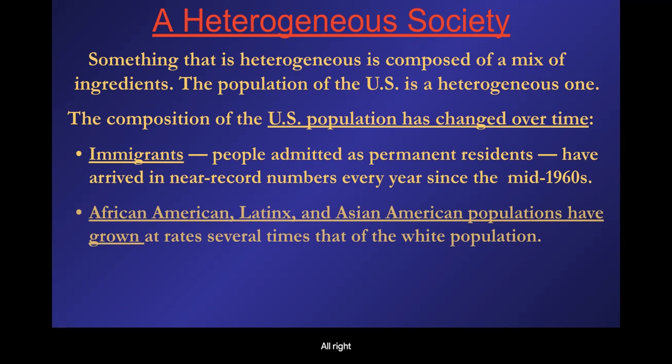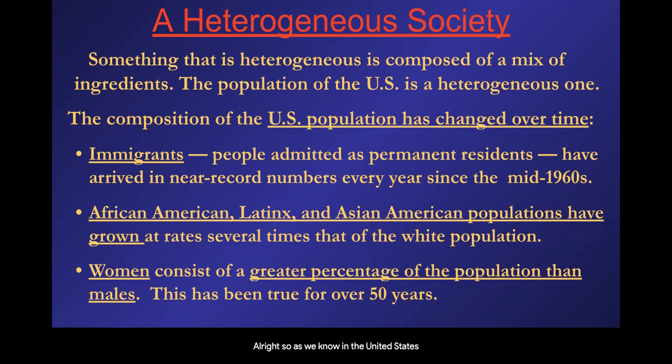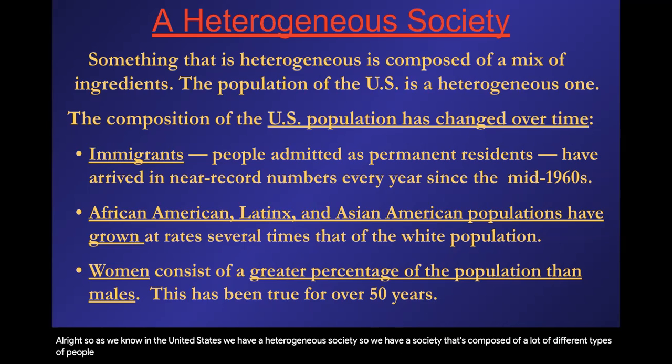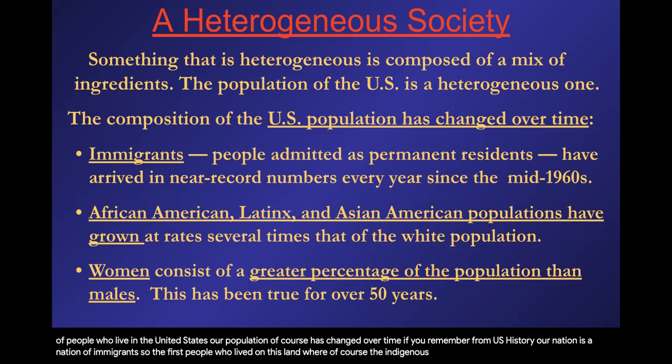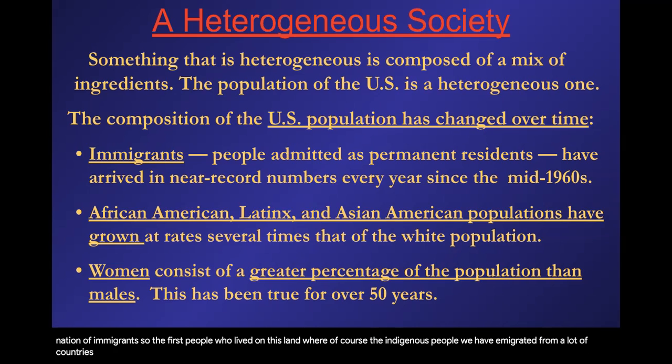All right, so as we know in the United States, we have a heterogeneous society. So we have a society that's composed of a lot of different types of people who live in the United States. Our population, of course, has changed over time. If you remember from US history, our nation is a nation of immigrants. So the first people who lived on this land were, of course, the indigenous people.